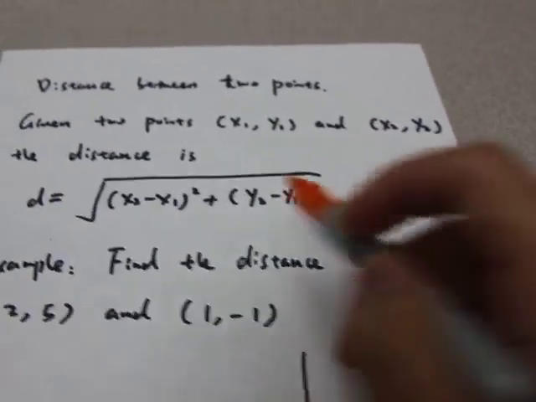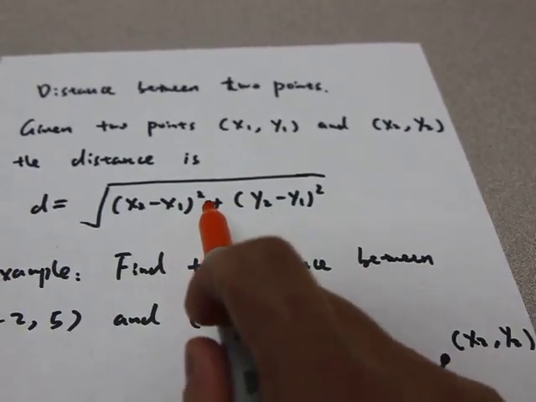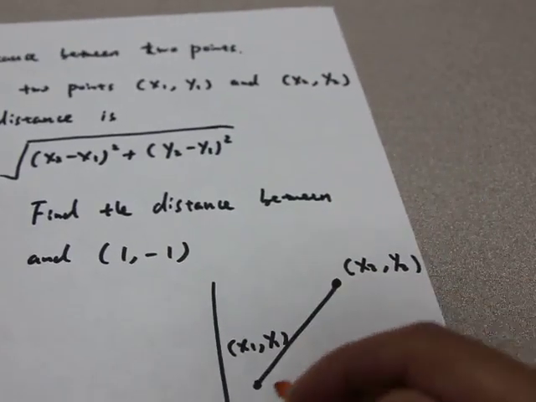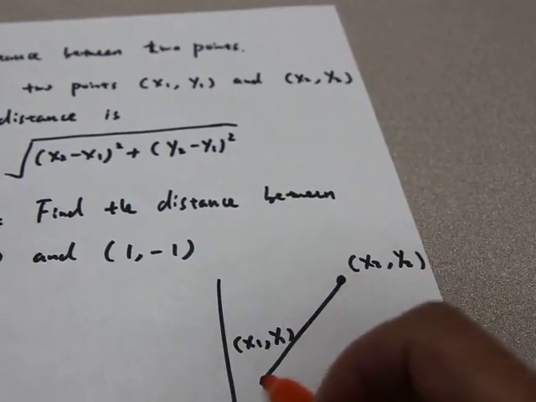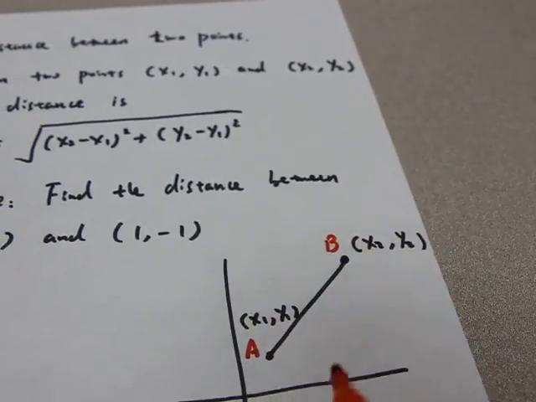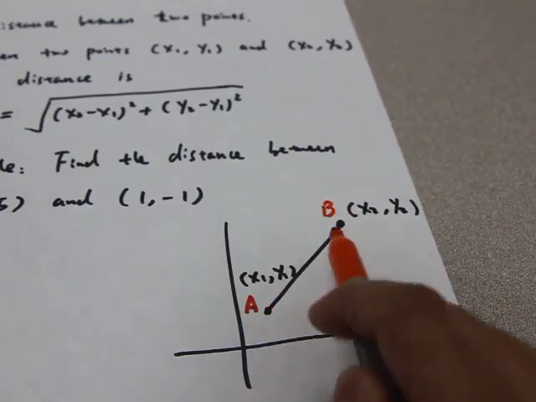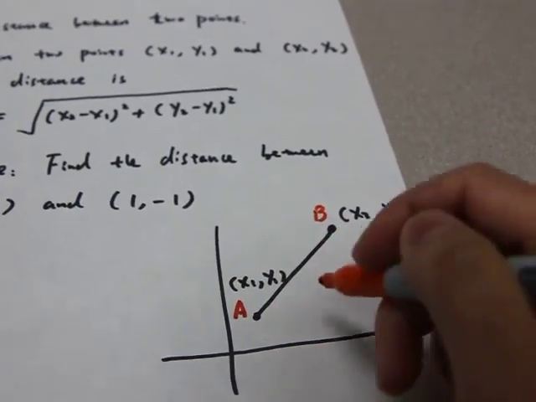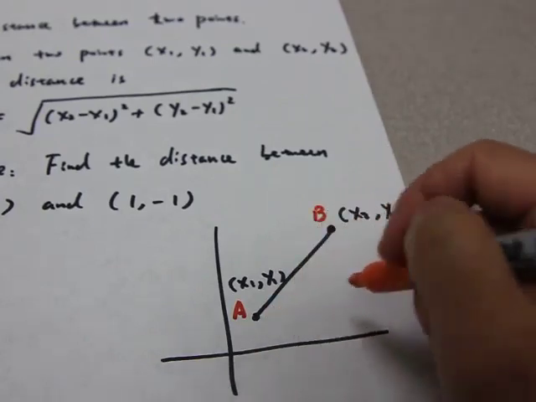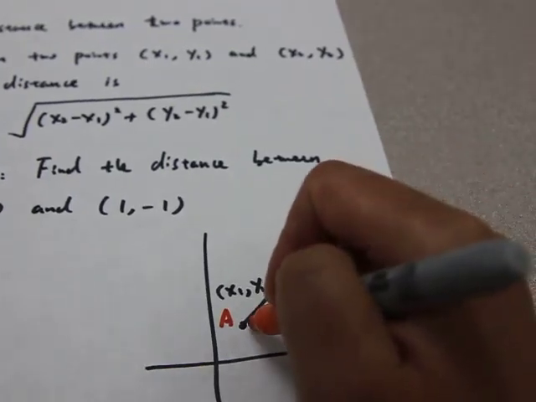I will show you how we derive this formula. Okay, so as you can see here, we have 2 points, right? Let's call this point A and this point B. And we're looking for the distance between these 2 points. So before we start finding the distance, let's go ahead and construct a right triangle.